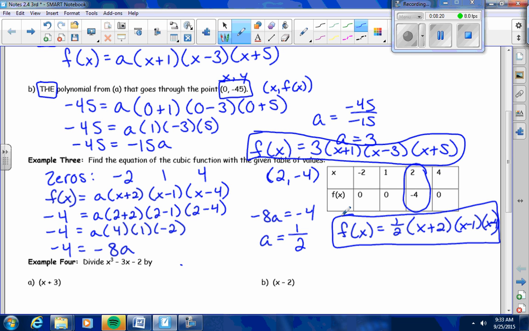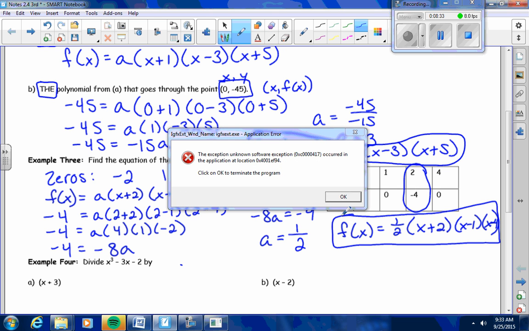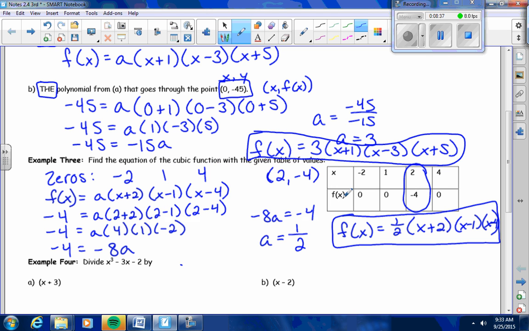That's what we have to do for that part. Any questions? So they give you the points, yep, gives you the zeros. So from the zeros, you write your factors. Then the extra point, do you use that to plug in for x and f of x and solve for a, the leading coefficient? Okay.